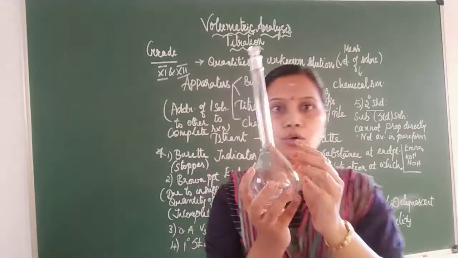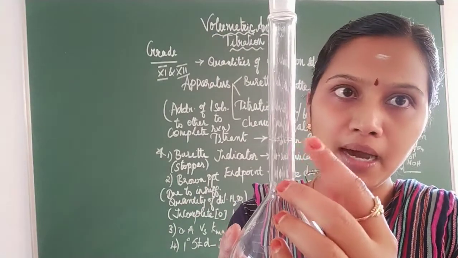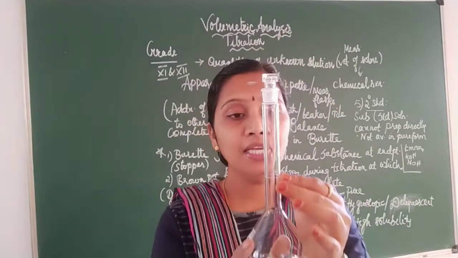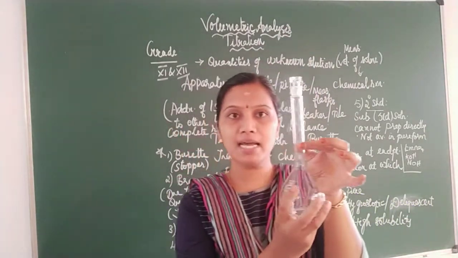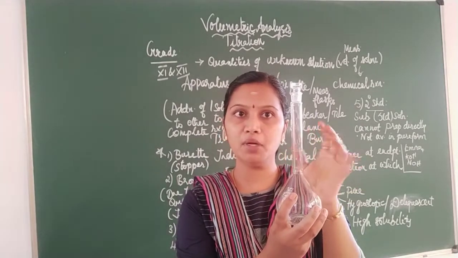See, you will be able to see some graduations. I think you are able to see some mark here. So what does this mark say? This mark says if I measure till here, it means I have taken 250 ml of the sample, which means I have taken 250 ml of the sample.